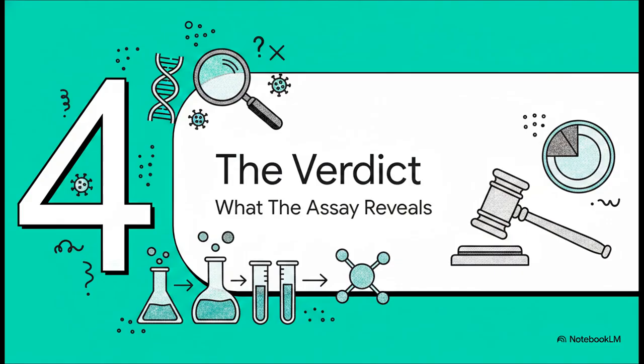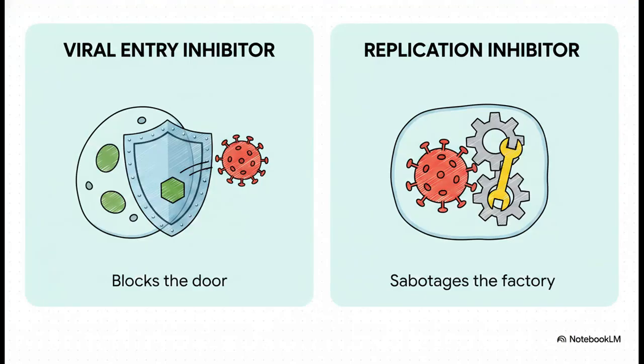So, we've collected the evidence, we've analyzed it, and now it's time for the big reveal. The verdict is in. What did we actually learn about our mystery compound? And this is the real power of the time of addition assay. Because our drug only worked when we added it before the virus, we can say with a lot of confidence that it's a viral entry inhibitor. It's the bodyguard, right? It blocks the door so the virus can't even get inside. Now, if it had only worked when we added it after infection, we'd know it was a replication inhibitor, sabotaging the factory from the inside.